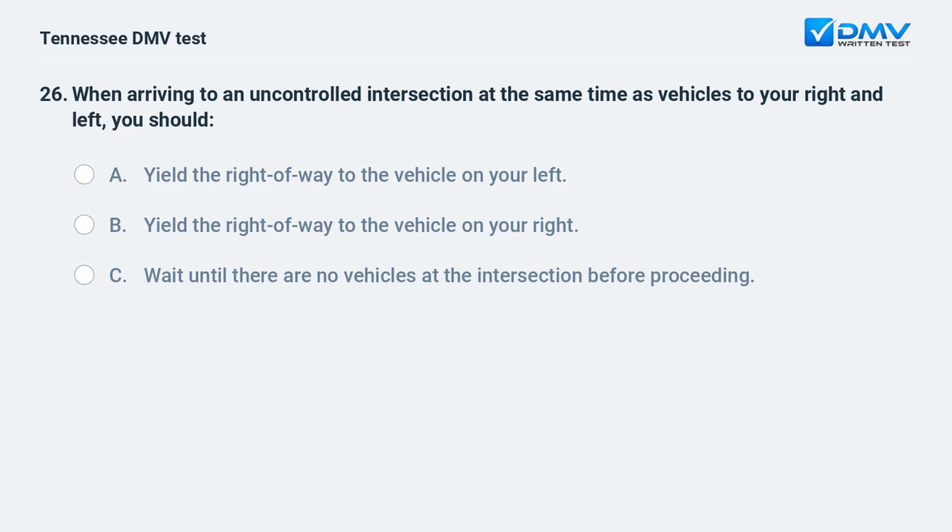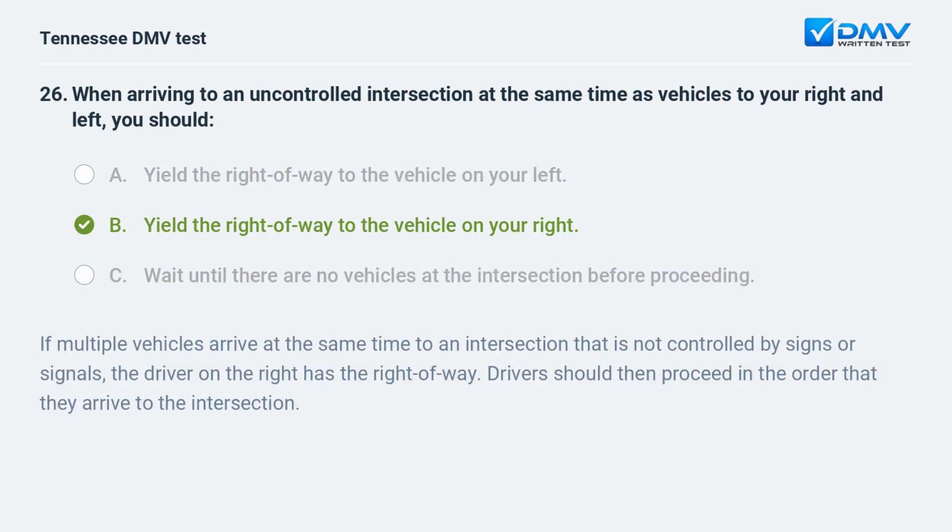When arriving to an uncontrolled intersection at the same time as vehicles to your right and left, you should A. Yield the right-of-way to the vehicle on your left. B. Yield the right-of-way to the vehicle on your right. C. Wait until there are no vehicles at the intersection before proceeding. The answer is B.